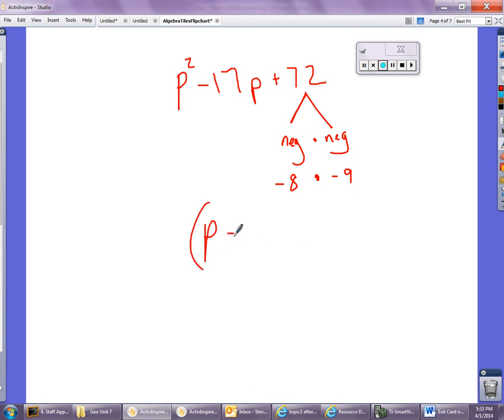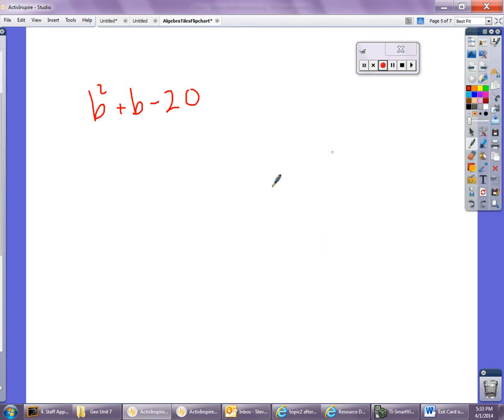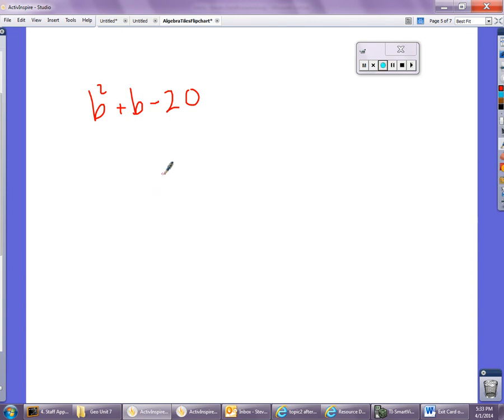So our factored form is p minus 8 times p minus 9. And it doesn't matter if you wrote p minus 9 first. That would have been fine. Now go ahead and try this one, and then play it when you're done.